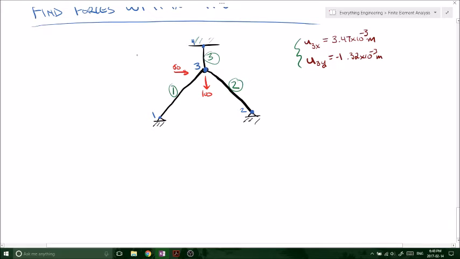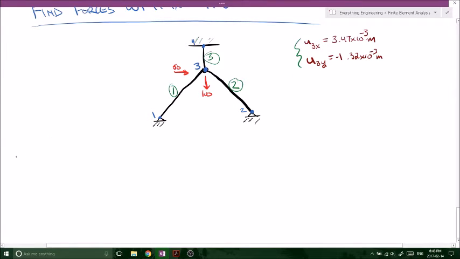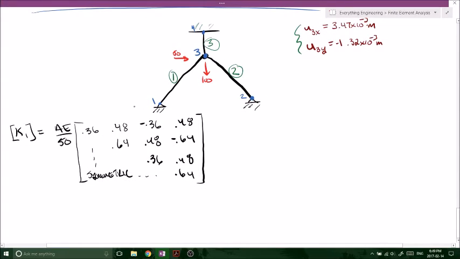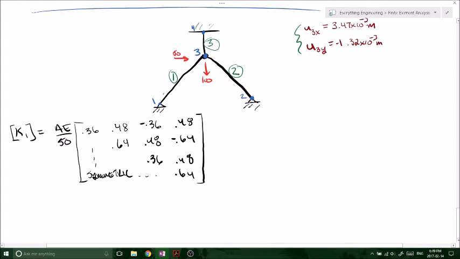Okay, so if you recall, we'll start off by just looking at our local stiffness matrices, and we'll write down each one. So K1. So there's our K1. It's symmetric, so I'm not going to fill in the rest. So now what we want to do, we want to solve for the internal forces at member number 1.